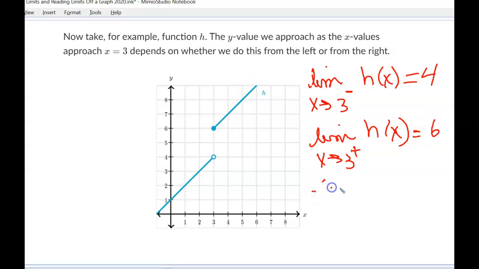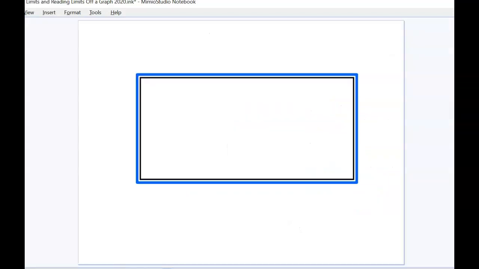So therefore, we could say that the limit as x approaches 3 of h of x does not exist, DNE. And why doesn't it exist? Because the limit from the left does not equal the limit from the right. So for a limit to exist at a point, the limit from both sides has to be approaching the same value. Now, the left side limit of 3 is 4, the right side limit of 3 is 6, but the limit at 3 doesn't exist.